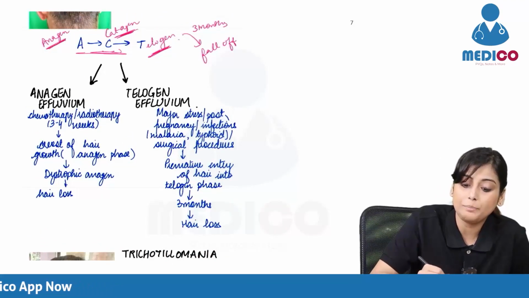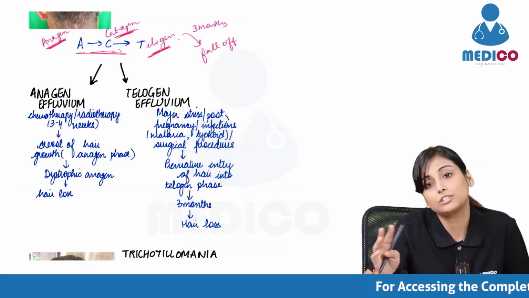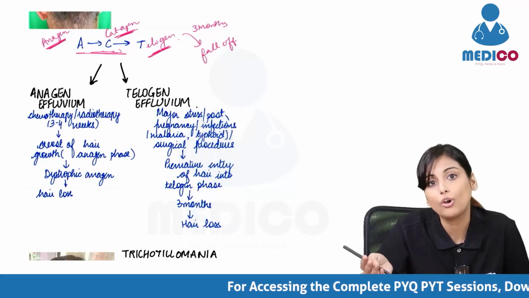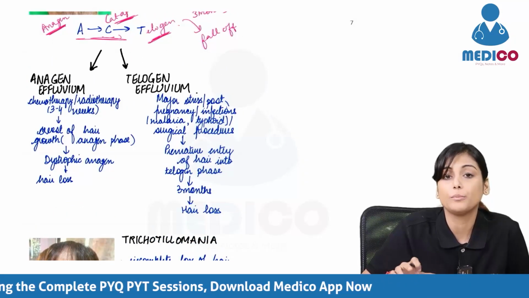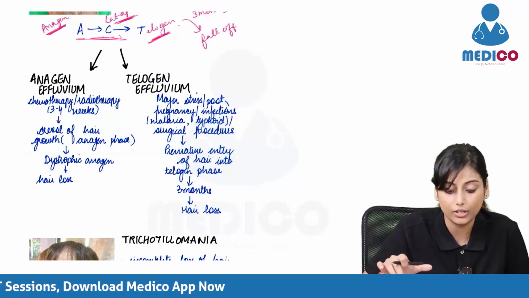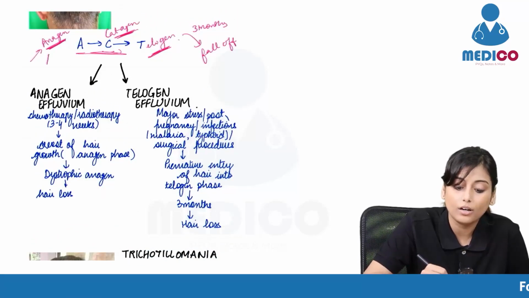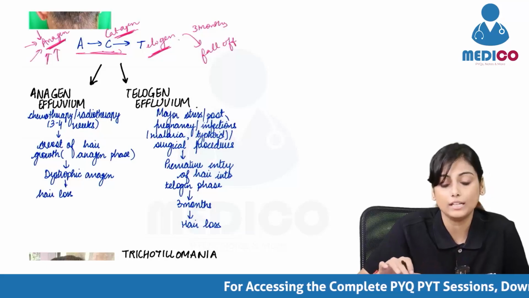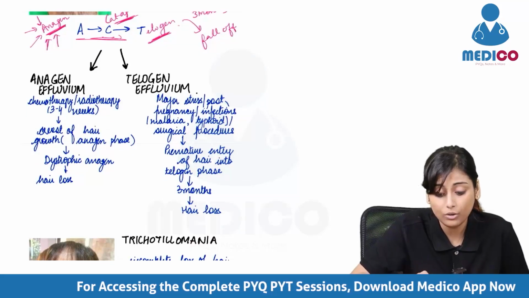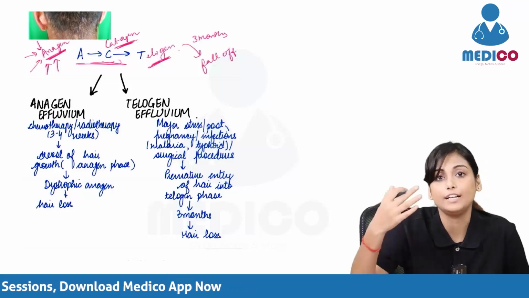So anagen hair per se doesn't fall. Anagen hair has to convert to catagen hair, and then that has to convert to telogen hair, and telogen will fall off in 3 months. But in anagen effluvium, what happens is, suppose a patient takes chemotherapy, radiotherapy, this anagen phase won't be proper, I mean, the hair strands won't properly be there in the anagen phase. Now, anagen hair won't be proper. When the hair isn't proper, they have a tendency to fall.